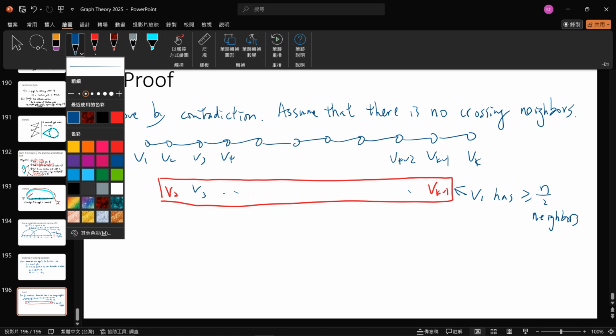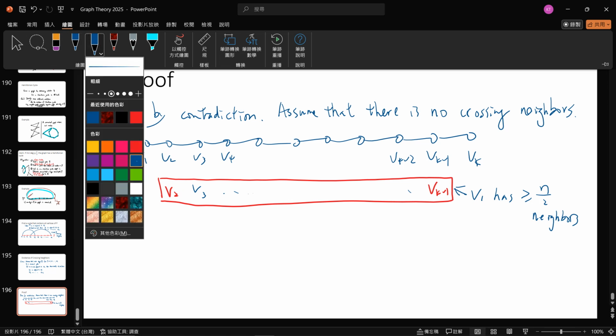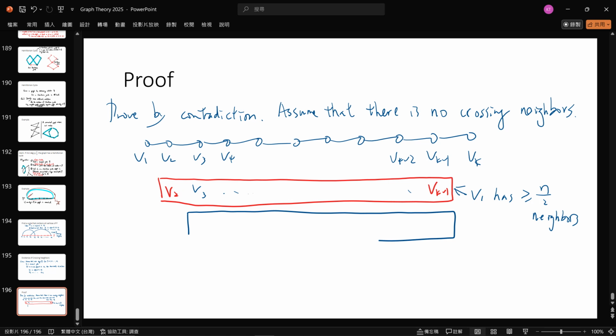Now let's consider a smaller set, excluding V2. I claim that for this blue set, V1 has at least n over 2 minus 1 neighbors. Why? Because we know that V2 is adjacent to V1. So since we remove V2 from the set, the number of neighbors is reduced by 1.